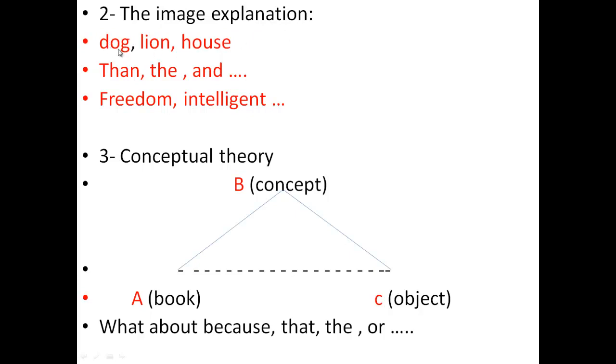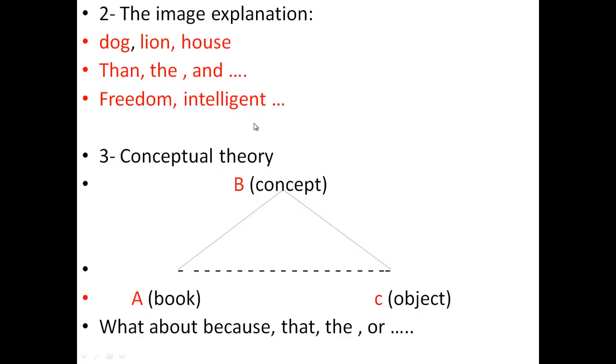For example, when I use the word dog, I have got a certain image corresponding to dog. Same thing for lion, same thing for house. But what about than, the, and, which? Can we talk about images in our mind corresponding to these words? So these are still the same counterexamples to the second explanation or theory here. Still, what about freedom and intelligence, or justice, or other things here? In fact, we cannot have certain images corresponding to them. We are still left with the same counterexamples as before.